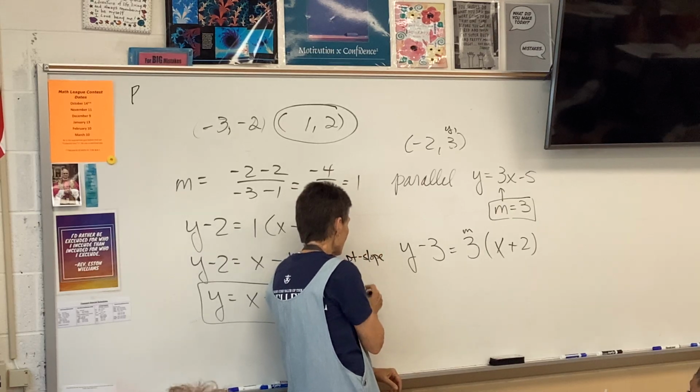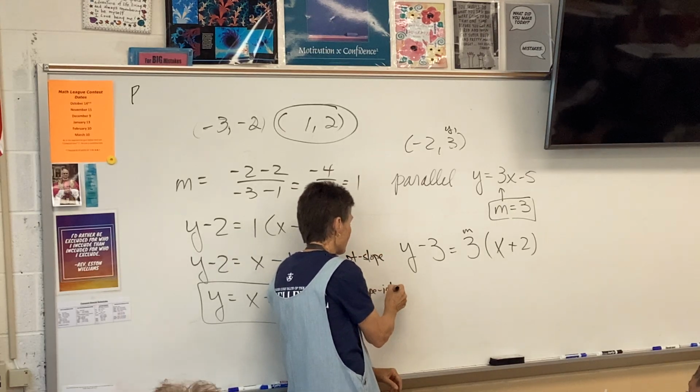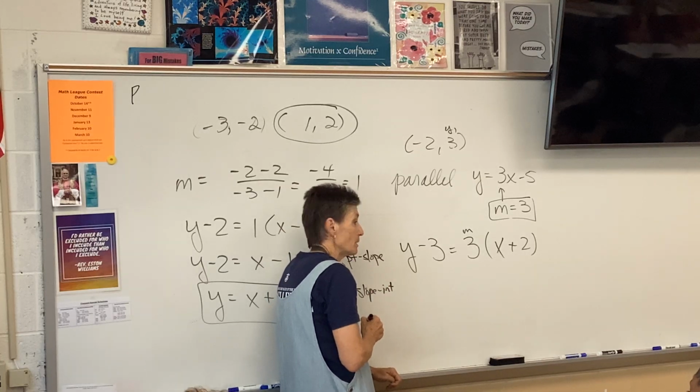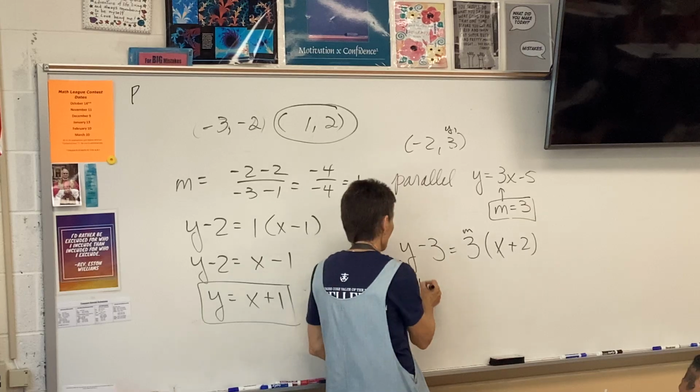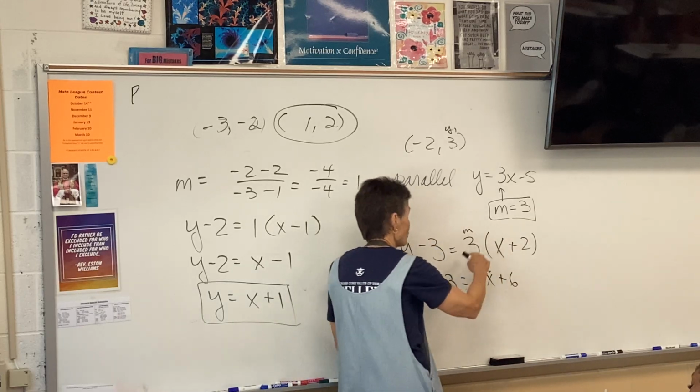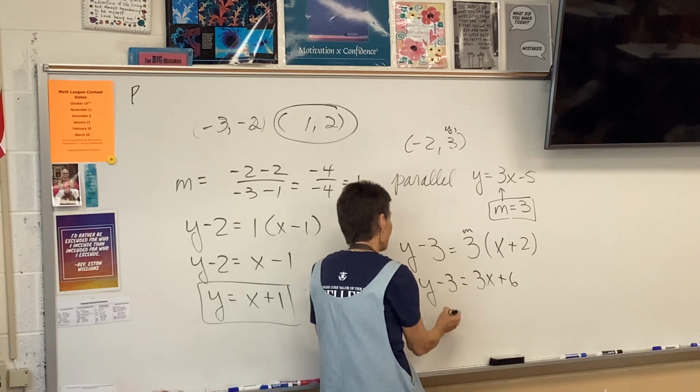What if the direction said answer in slope intercept? What would we have to do if we're going to answer in slope intercept? Solve for y. So we do y minus 3 equals 3x plus 6. We'll just do the distributive. And then add the 3 over.